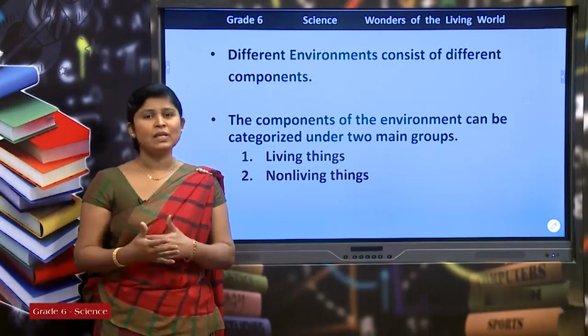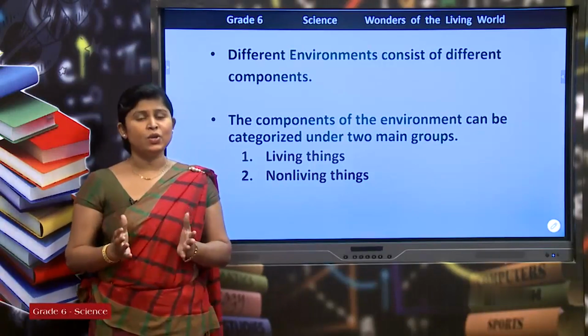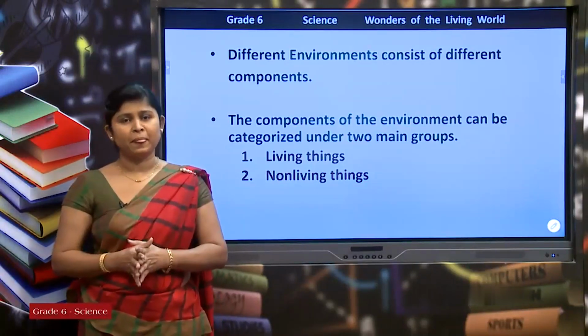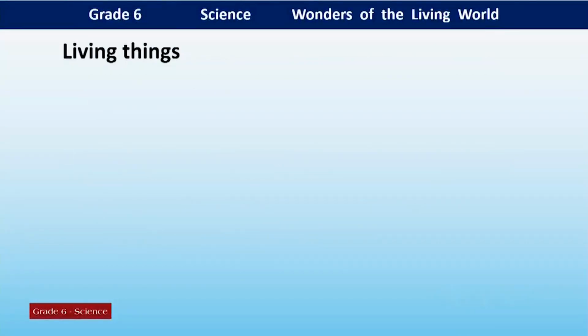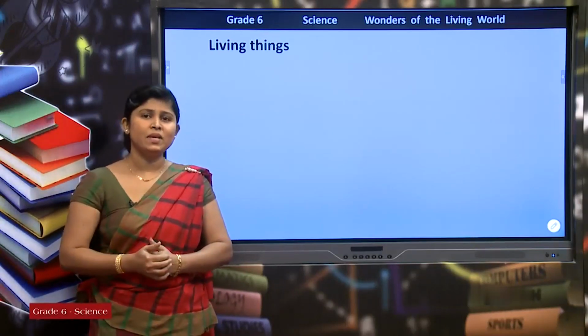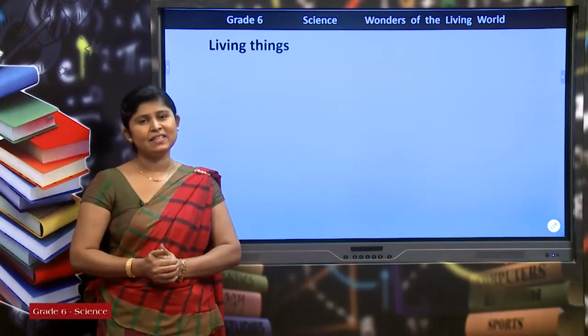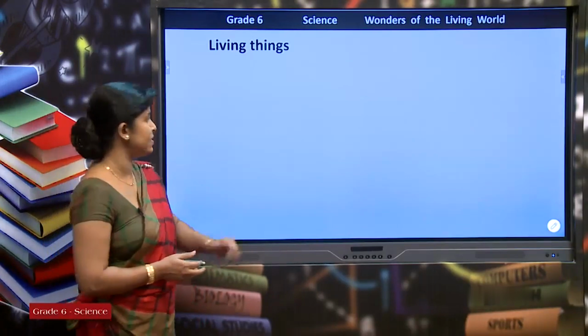So once again I will explain to you. The environment where we live in consists of two main groups. They are living things and non-living things. Living things. Before explaining about the living things, I would like to give you some examples for living things. Then you will be able to identify the characteristics of living things.